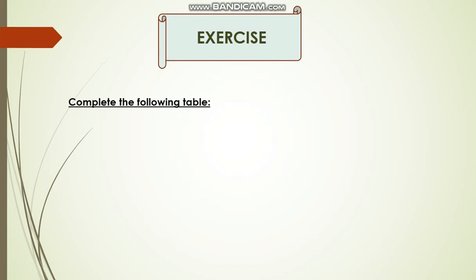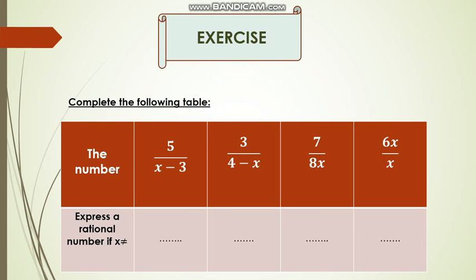Exercise. Complete the following table. The number on the top, and in the bottom, express a rational number if x is not equal to what? Number 1, x over x minus 3, as in the previous example, x not equal to 3. Bravo! Number 2, 3 over 4 minus x. We will say 4 minus x is not equal to 0. So x will be 4. Yeah, bravo.